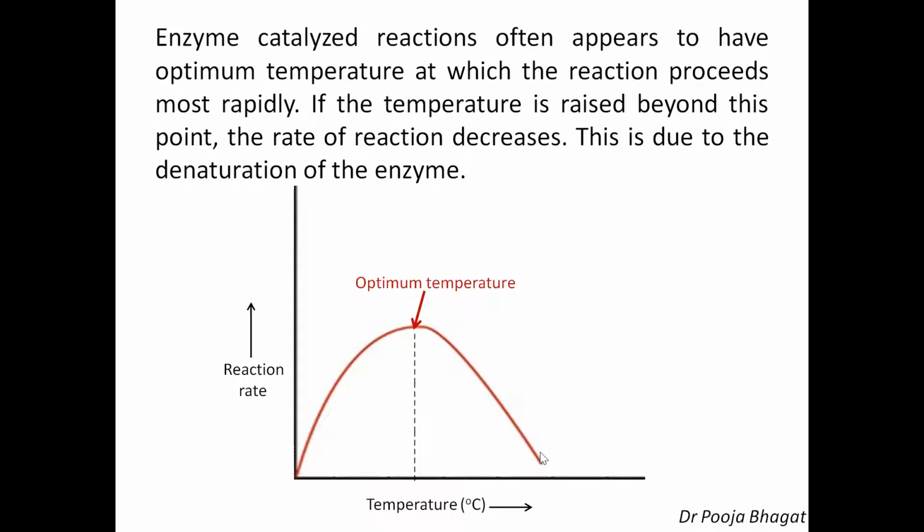And the reason for this is that as we increase the temperature, the enzyme gets denatured. What is denaturation of enzyme? I told you that enzymes are the globular proteins. So various interactions are present in the enzyme, or you can say in the protein, which lead to the globular structure of the enzyme. Okay.